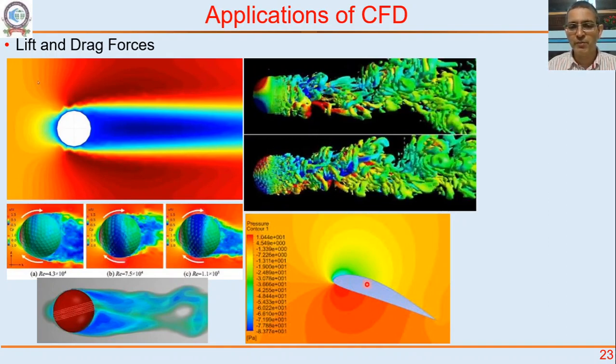Aerofoil. This is the pressure distribution around an airfoil. Pressure at the bottom part of the airfoil is large, and at the top part it is less. There is a net pressure force causing a lift in the upward direction.